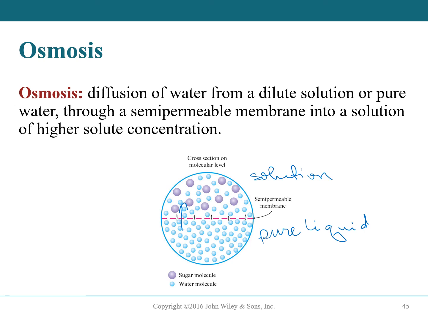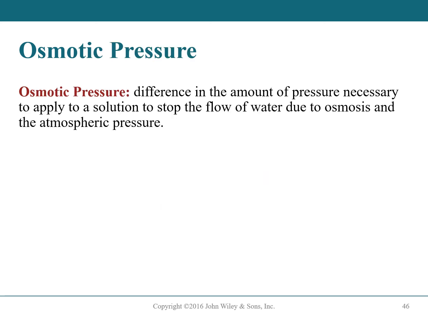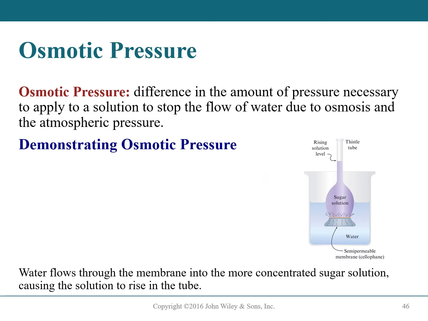becomes even. When you put in a semi-permeable membrane, you prevent the solute particles from mixing evenly. So the only way you can make everything have the same concentration is by having my water permeate through the membrane and dilute this out. And that can be measured in terms of pressure. So in osmotic pressure, it's the difference in pressure that stops the flow of water due to osmosis.